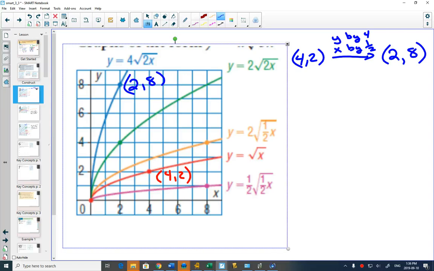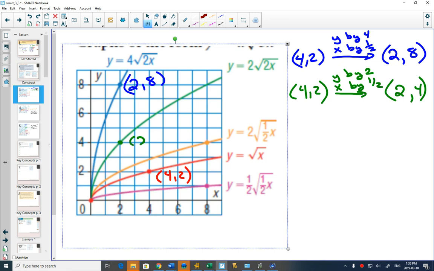On our green equation, what's going to happen to 4 comma 2? Y value by 2, my x value by a half. 2 comma 4, sure enough, that matches up with that point. And so on, we can do the orange one.